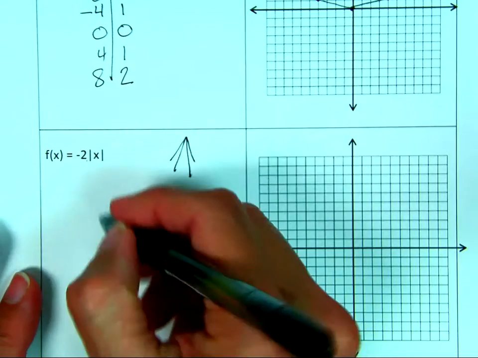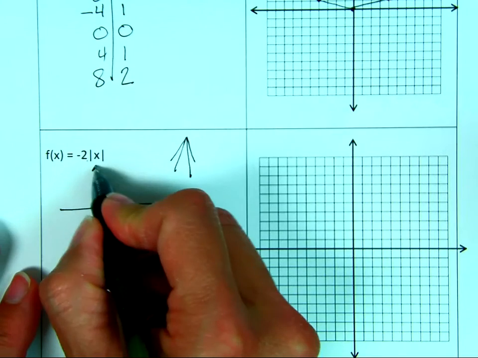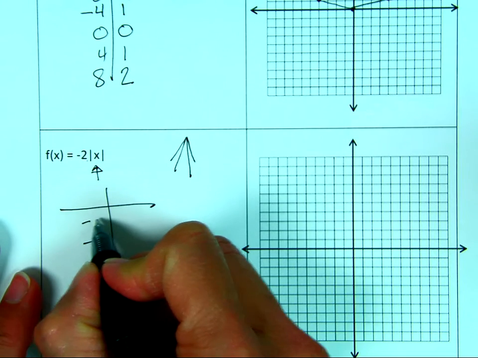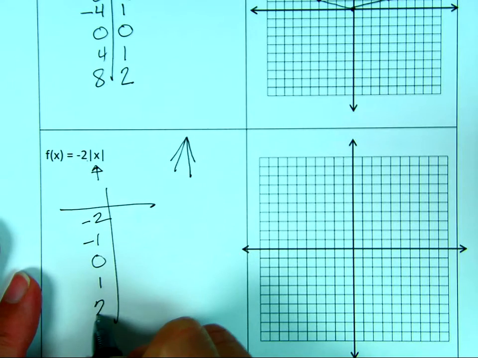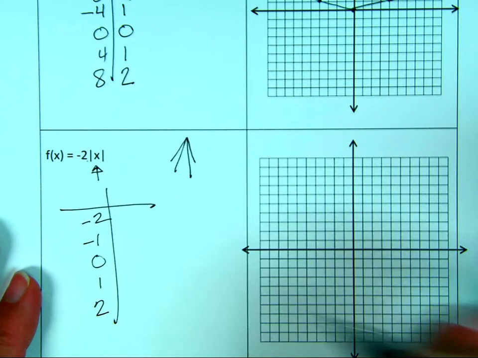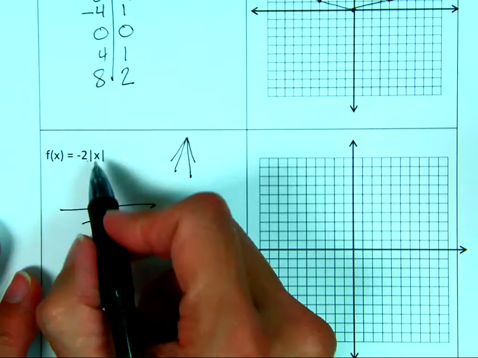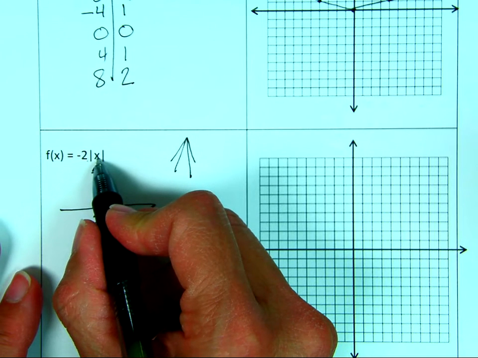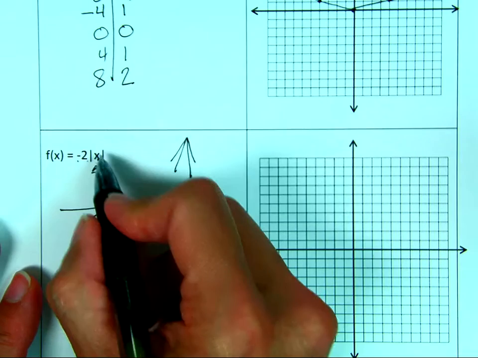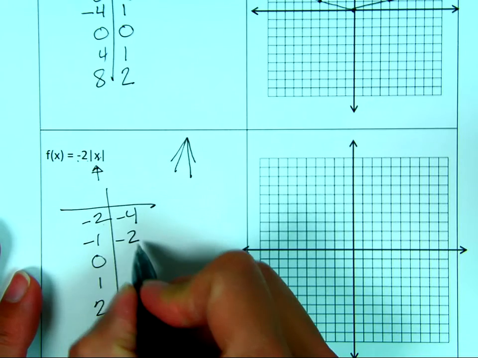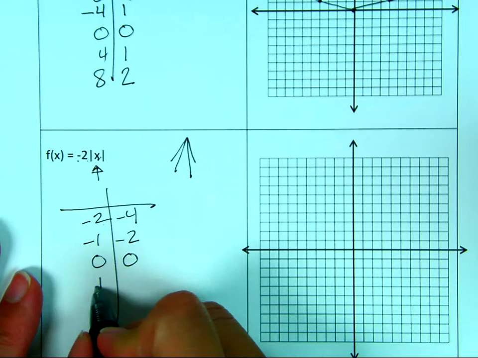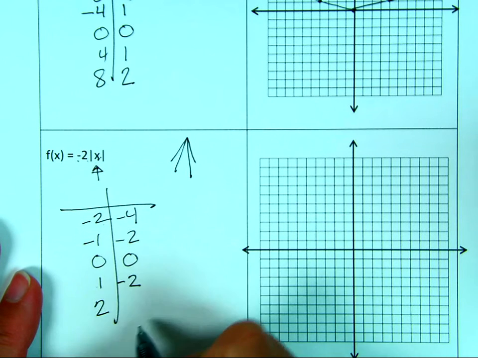All right, we're going to pick some more points. Again, whatever makes this 0 goes in the middle, and then I choose some points before it and after it. And since I don't have a fraction out here, I'm just going to choose -1 and -2 and 1 and 2. So -2, absolute value of -2 is 2 times -2 gives me a -4. Absolute value of -1 is 1 times -2 gets me a -2. The absolute value of 0 is 0 times anything gets me 0. And then I put the 1 in, and I put the 2 in.